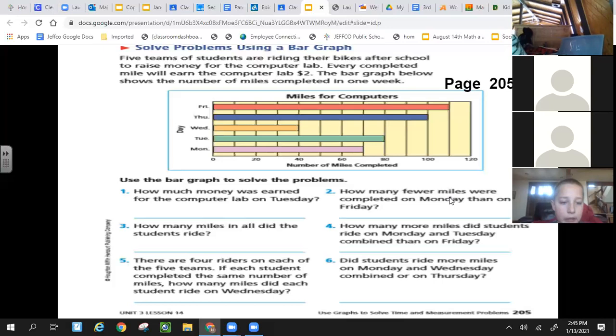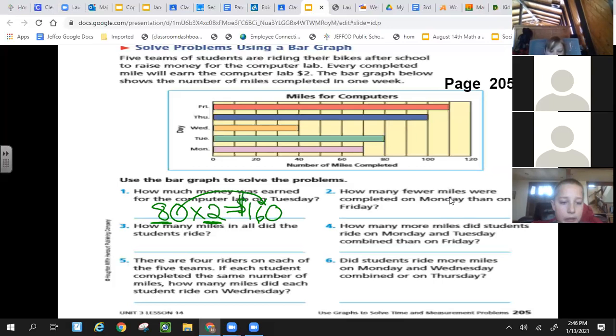I'm thinking 160. Why do you think $160? Because 80 times 2, 8 plus 8 is 16, add a 0, and you get 160. I am so proud of you, Henry, because you knew to multiply. So if you have 80 miles and you get $2 for every mile, we need to multiply it by 2. He just said we take the basic multiplication fact, 2 times 8 is 16, and then add that 0, and you get $160.